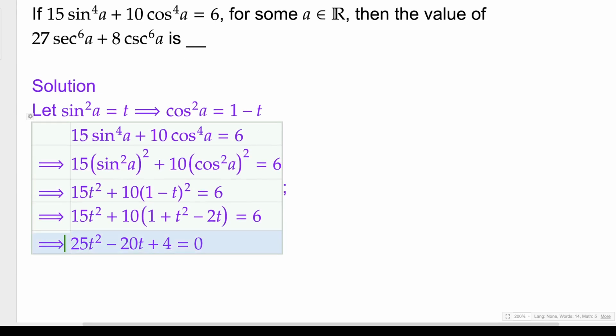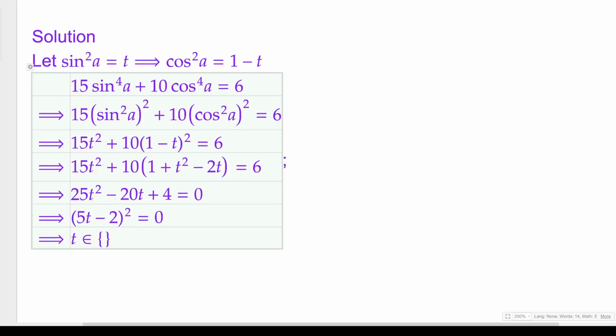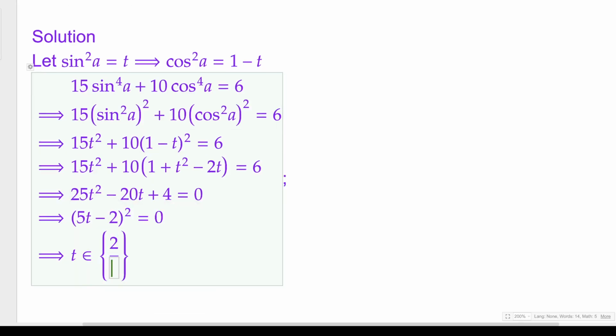Now if you can observe clearly, this is 5 times t minus 2 whole squared, right, and from this we can say that t is going to have repeated roots. So this implies further that t will belong to this particular number, that is 2 over 5. So repeated roots are there, so this is 2 over 5, and again 2 over 5.